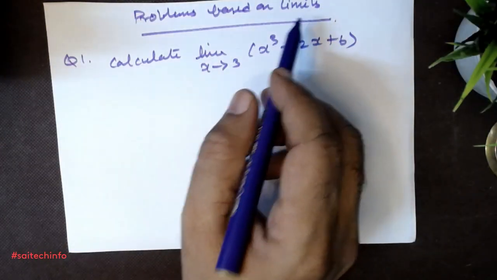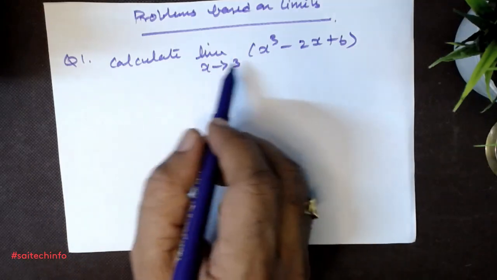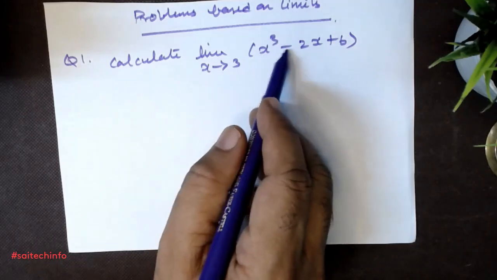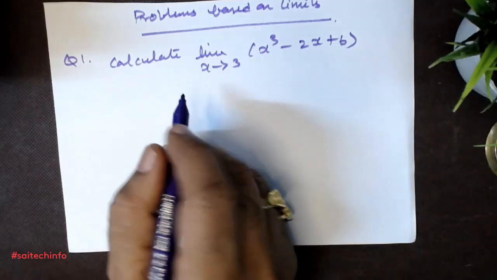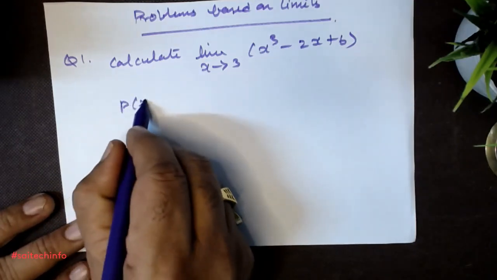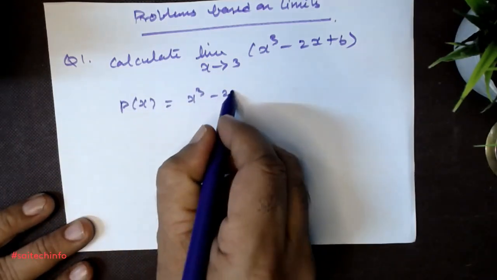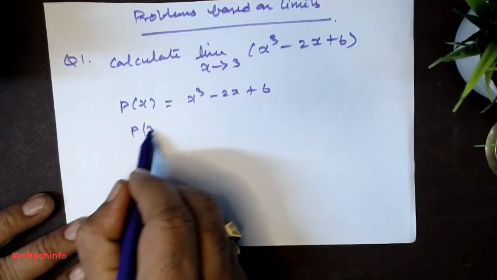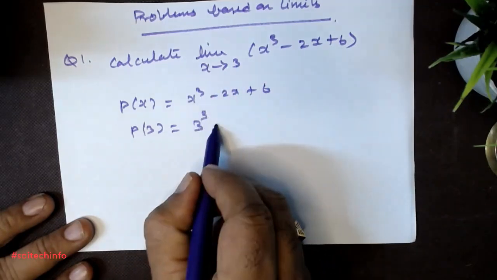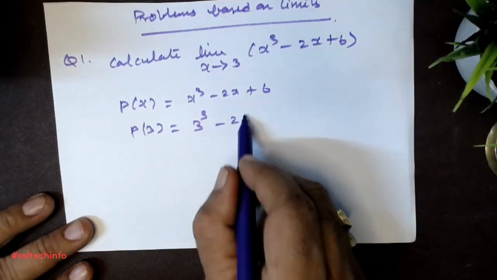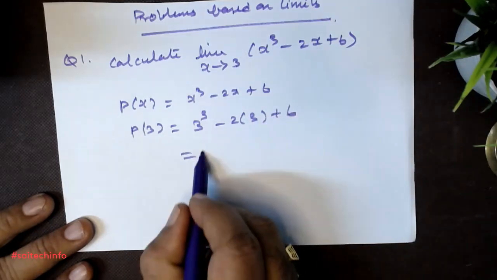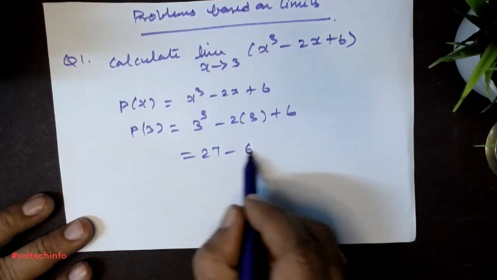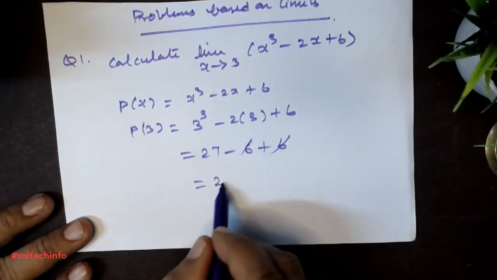Problems based on limits. Calculate the limit as x tends to 3 for the polynomial x cube minus 2x plus 6. So the polynomial can be represented as x cube minus 2x plus 6. So x tends to 3, it means a p of 3. So just substitute x by 3. So 3 cube minus 2 times 3 plus 6. So 27, 3 3s are 9, 9 3s are 27, minus 6 plus 6. Cancel. So the answer is 27.